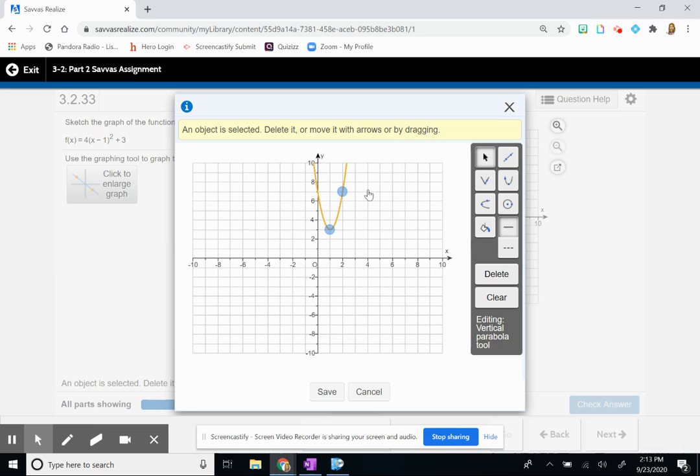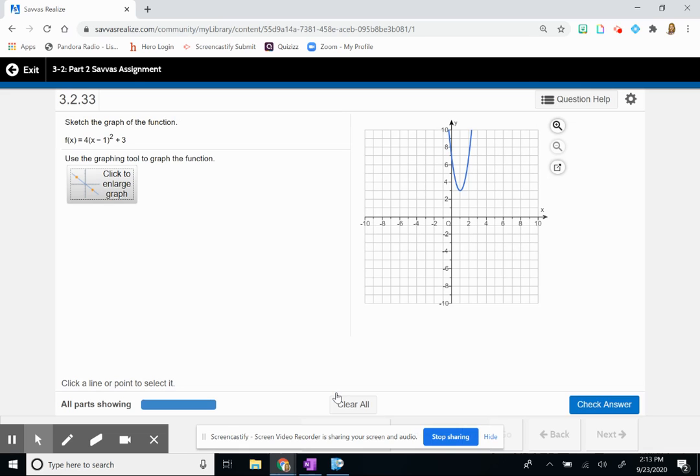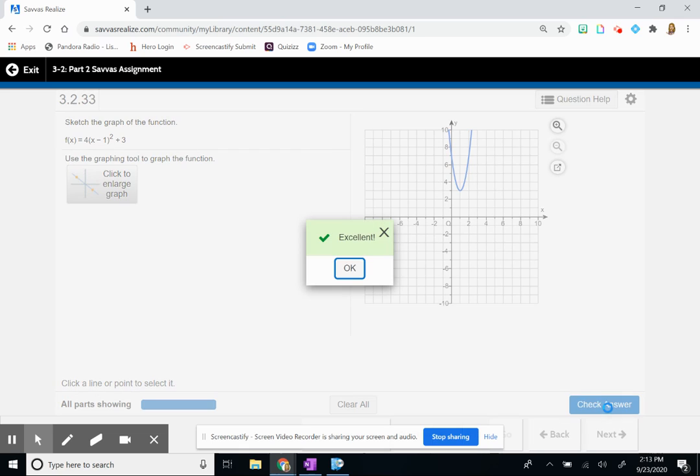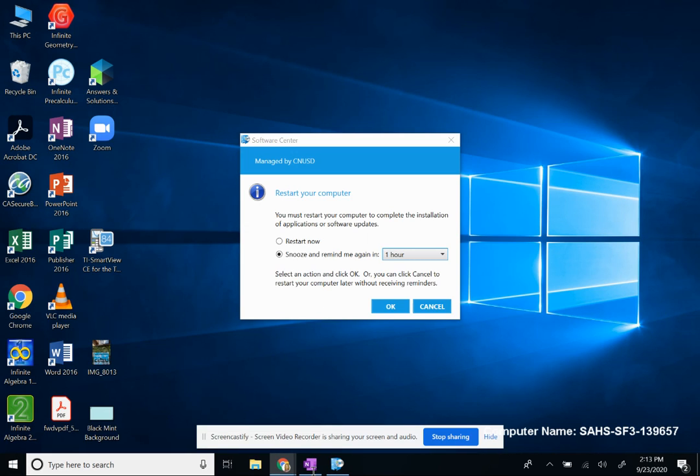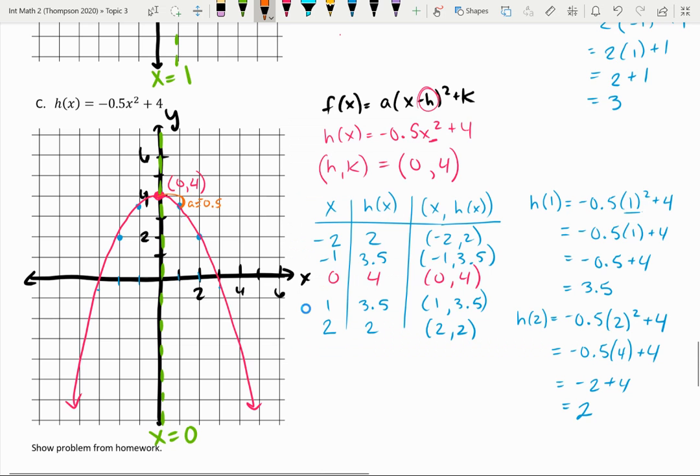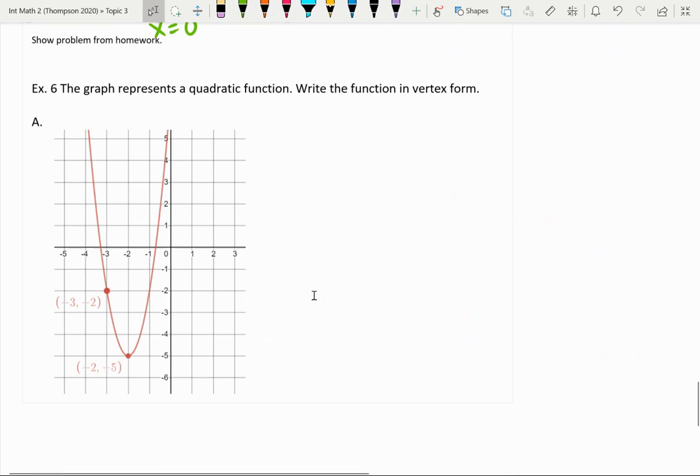Now, I can drag this around. I can pick this up and I can move it, or I could delete it and start over. If it asked me to add the axis of symmetry, then I would pick a line and do dashed and then add in the axis of symmetry also. It doesn't ask for this problem. Then you click save, and then you would check your answer. How'd I do? Excellent! Okay, so there's a tip for your homework. Great. All right, we're going to do one more problem.